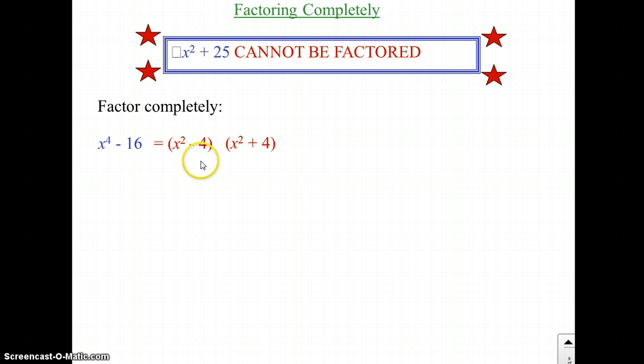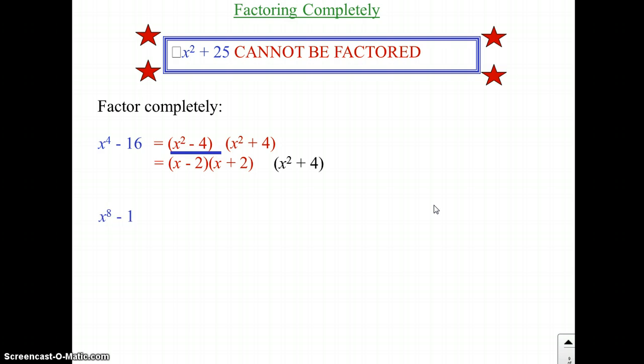Factor completely. This first factor, x squared minus 4, is another difference of squares, so we can factor that again. So this becomes x plus 2, x minus 2. So we factor x squared minus 4 as x minus 2, x plus 2. And don't forget we've got this factor of x squared plus 4 here, so we must include that. So x to the fourth minus 16, factored completely, has 3 factors that are binomials. We cannot factor a sum of squares, only a difference. So this one is now completely factored.